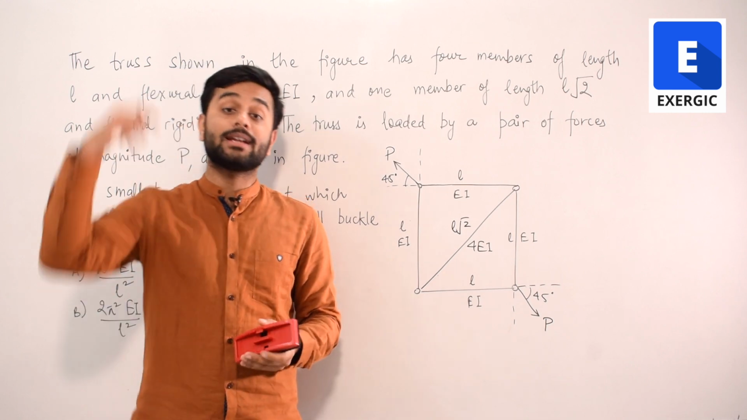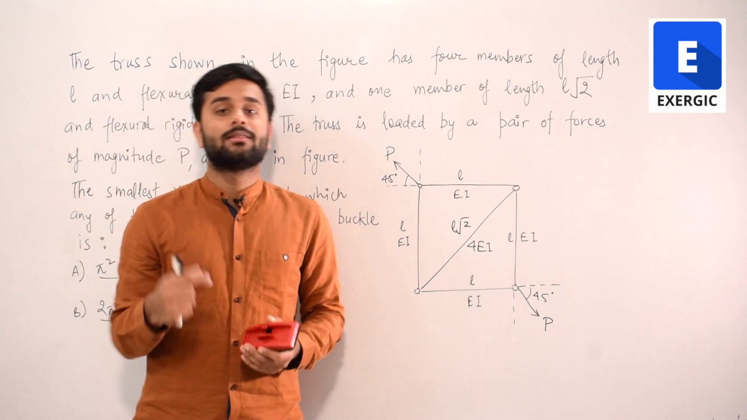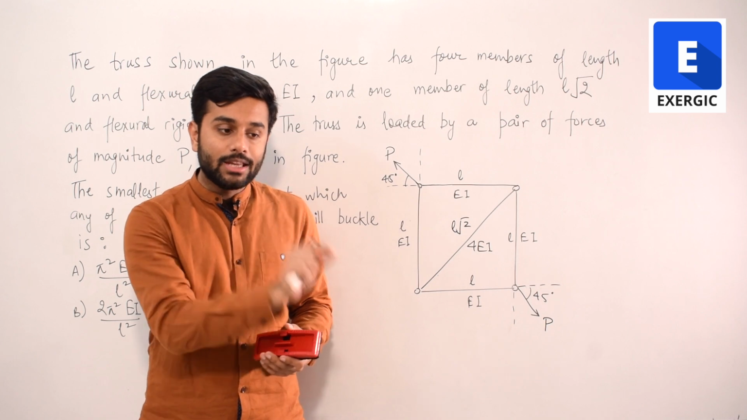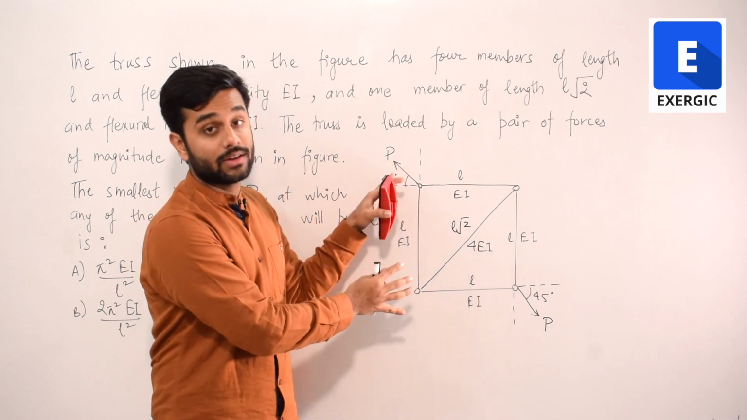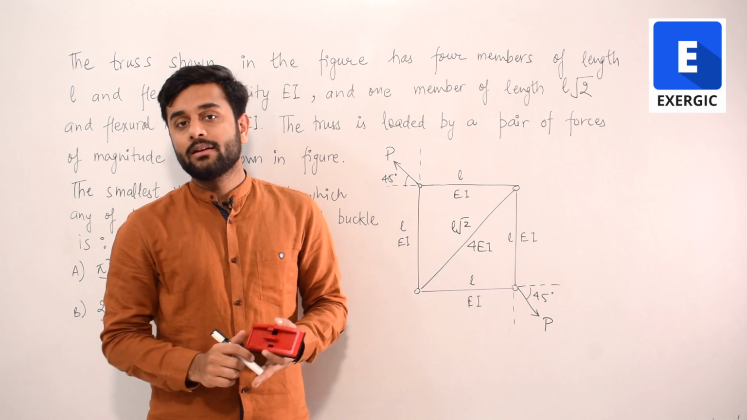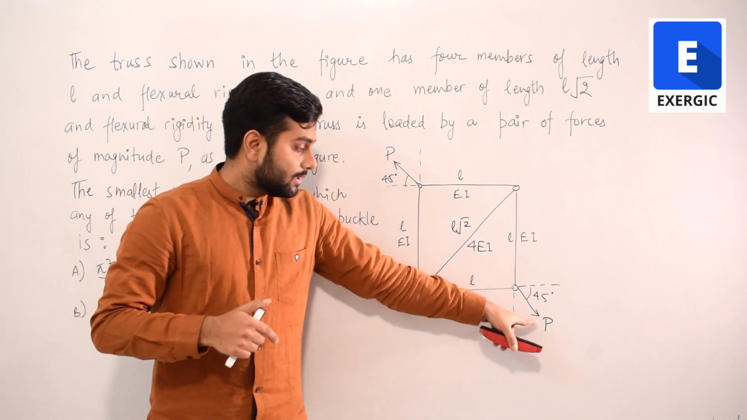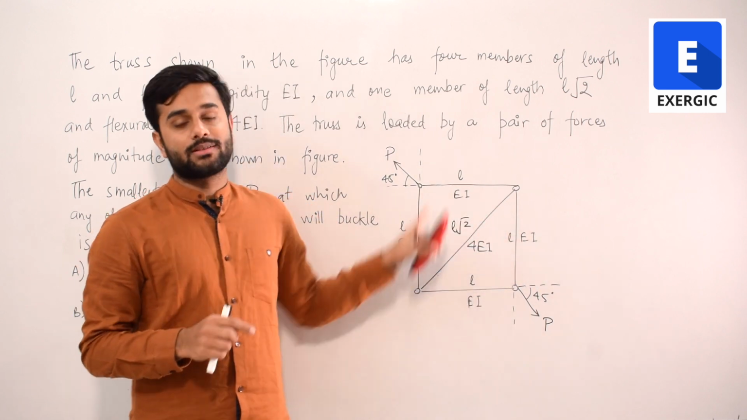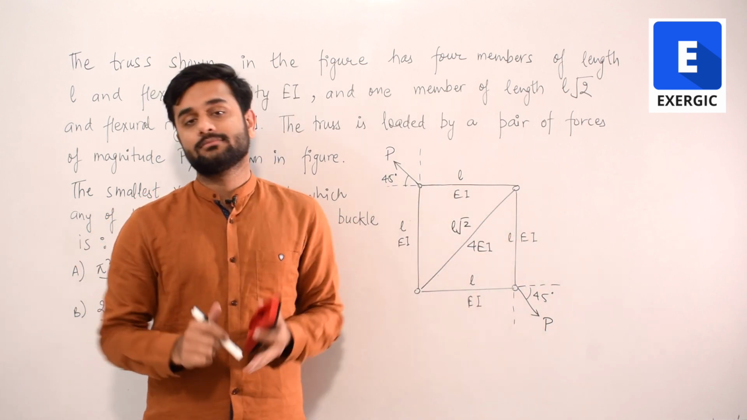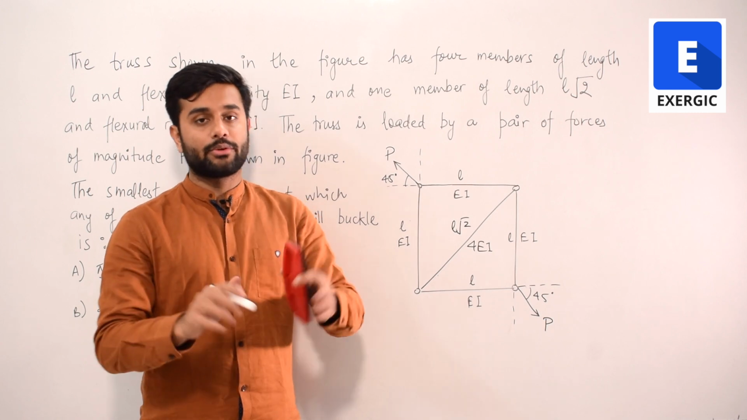And if you further increase the value of load applied, then a point will be reached where any of those members can buckle, as far as this question is concerned, right? So that load you need to find out, the external load P at which any of these 5 members will buckle first. Alright, it's a very simple question.